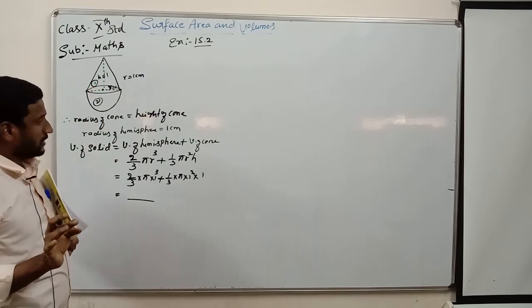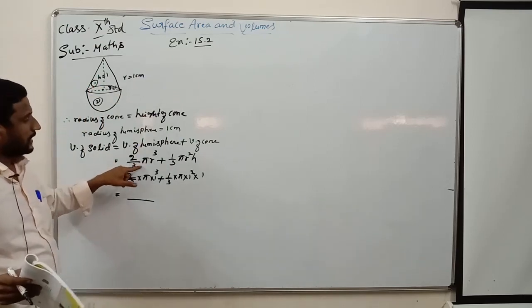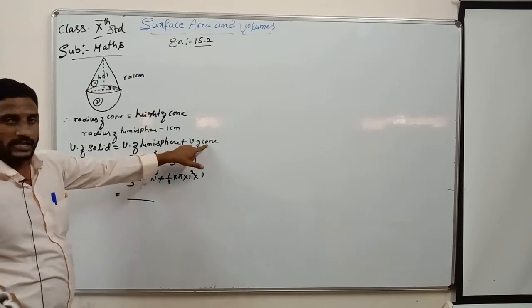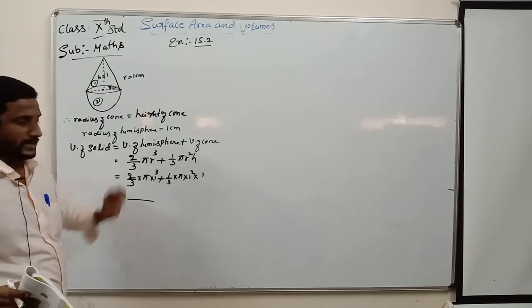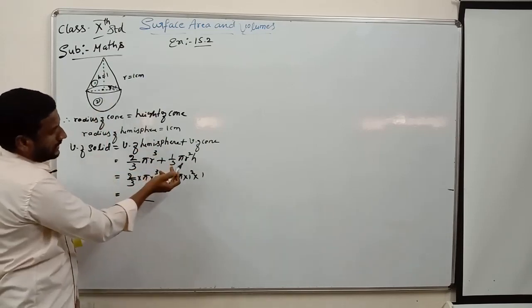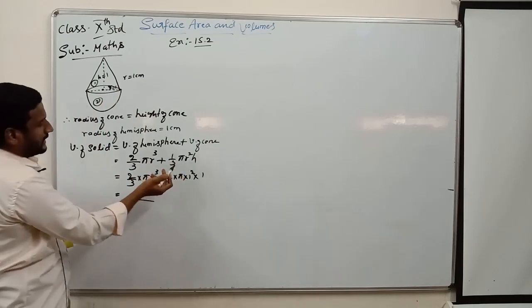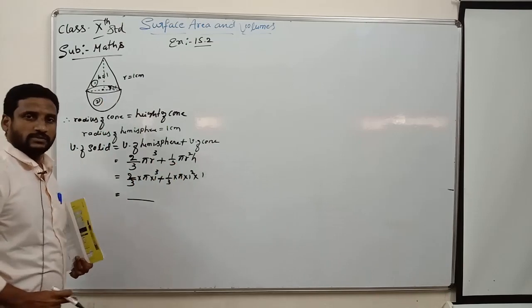I think you understood now? So once again, the volume of the hemisphere formula is 2 by 3 pi r cube, and the volume of the cone is 1 by 3 pi r square h. Our radius we know already, that is 1 centimeter. In the cone also, the radius is 1 centimeter. The pi value stays the same constant, because we are asking for the result in terms of pi.